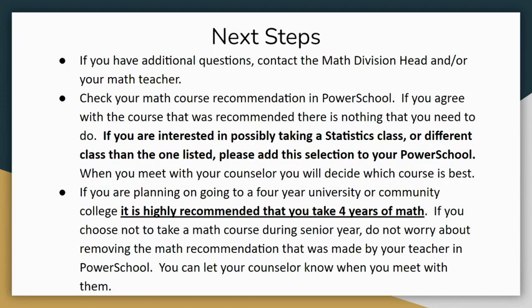If you are planning on going to a four-year university or community college, it is highly recommended that you take 4 years of math. If you choose not to take a math course during your senior year, do not worry about removing the math recommendation that was made by your teacher in PowerSchool. You can just let your counselor know when you meet with them.